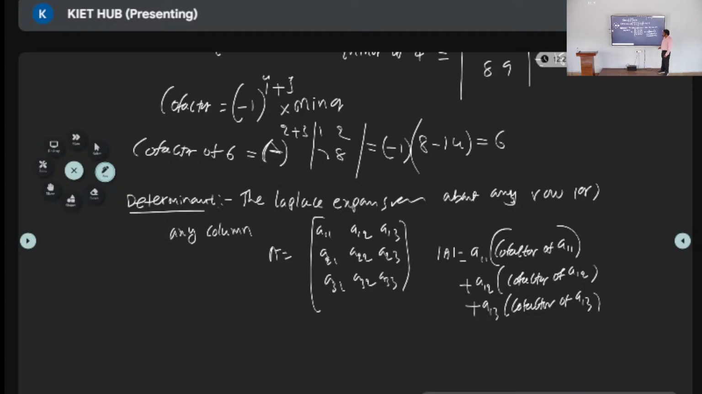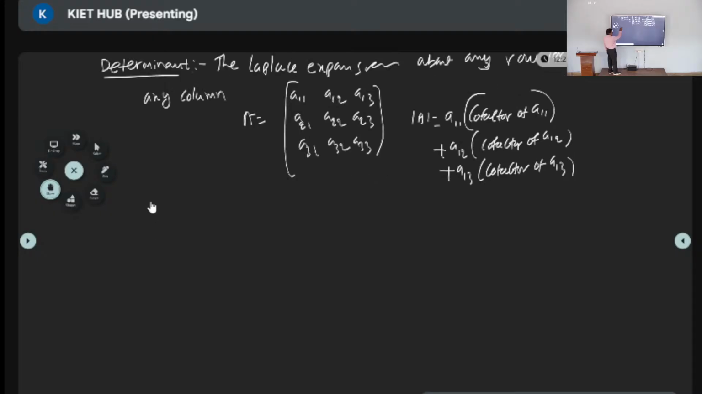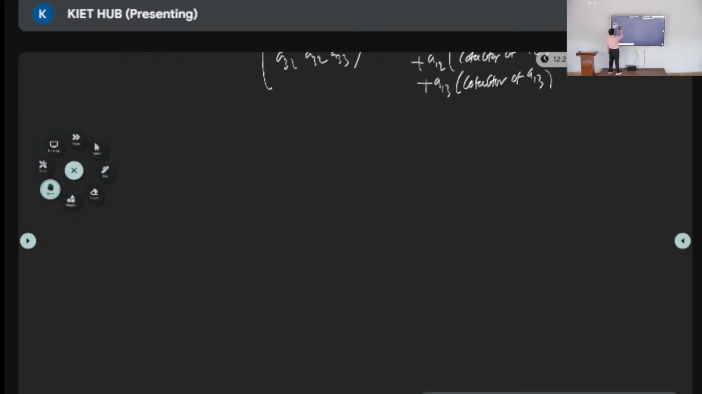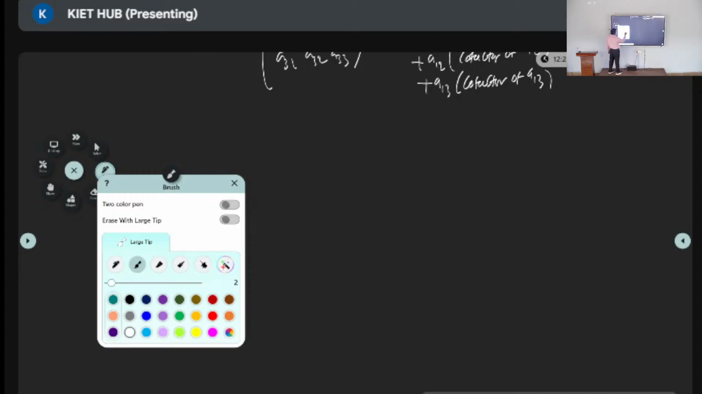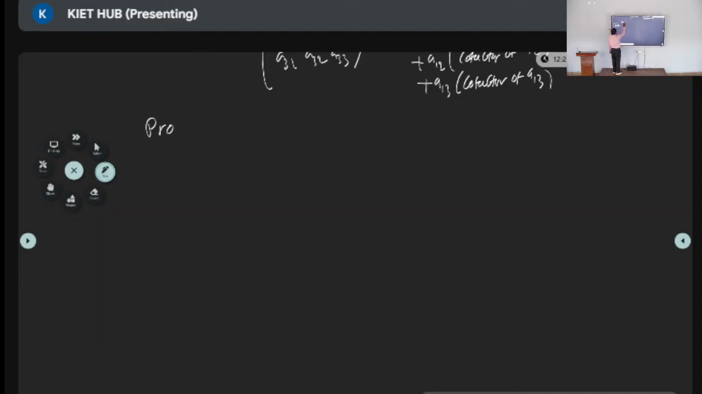Now we have very important properties of the determinant. There are 14, 15 properties. Now I am going to write. There are so many GATE questions from the determinant properties. Let us go. Properties of determinant.